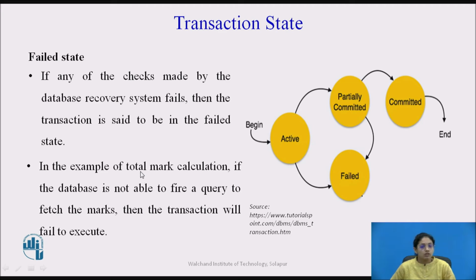For example, total marks calculation. If the database is not able to fire a query to fetch the marks, if the database is unable to fetch the marks, how can it complete the total marks calculation? Then the transaction is said to be in a failed state. These are the types of transaction states.